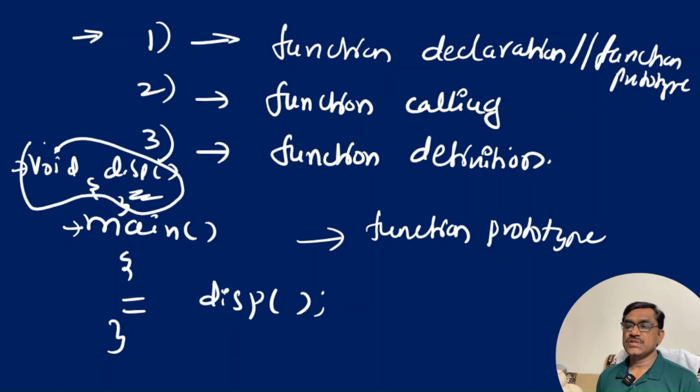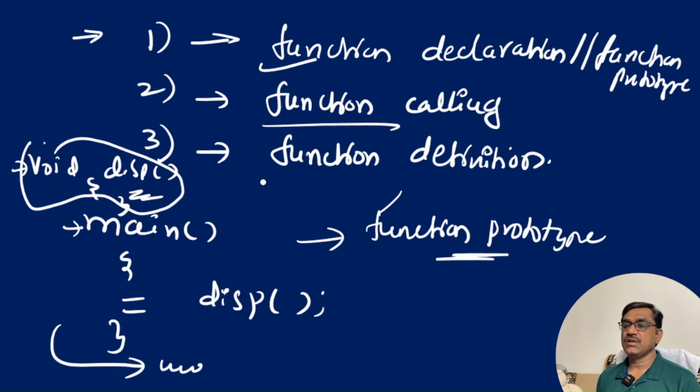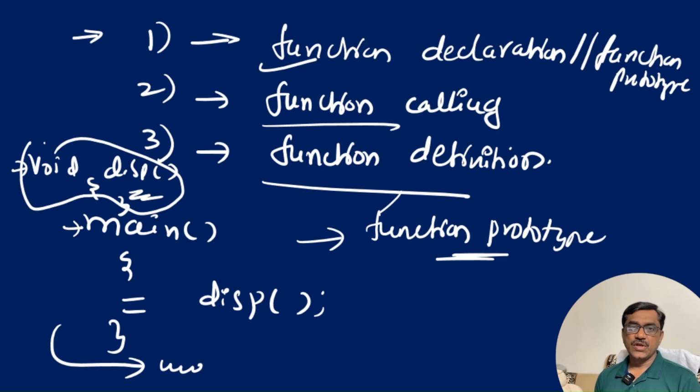But when you define the user defined function after the main, then you compulsorily have to mention the prototype in the main. The best practice is to declare the function, next go for the function calling, and after that the function definition. These are the important things you should remember while implementing user defined functions. After completing this, next we are going to see some example programs for how to implement the user defined functions.